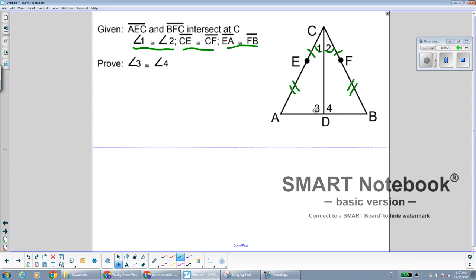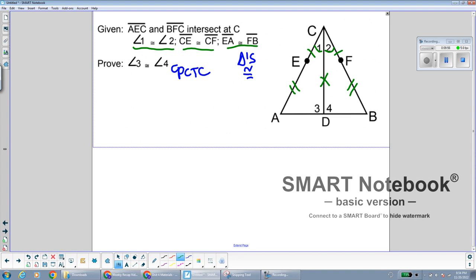So notice how angle 3 and angle 4 are in the same spots in the two triangles that they're in. That means that they're corresponding angles. So remember, in order to prove that corresponding angles are congruent, we're going to ultimately be using CPCTC. And before we can use CPCTC, we first need to prove that the triangles are congruent to each other. How are we going to do that? So I see a shared side between the two triangles, so I know that's going to be congruent to itself by the reflexive postulate.